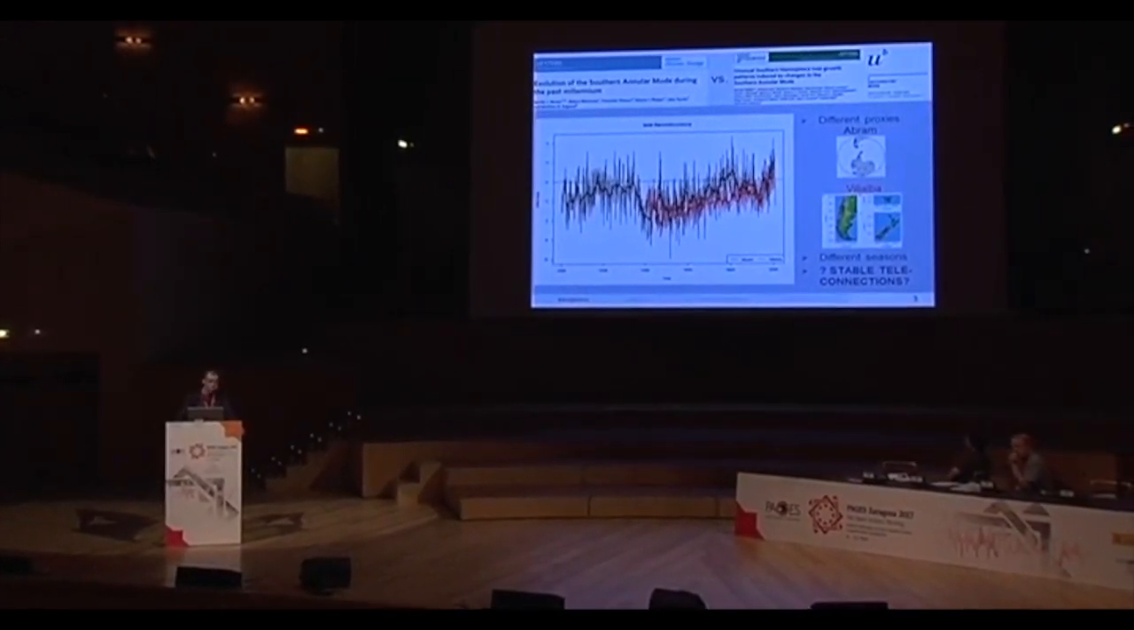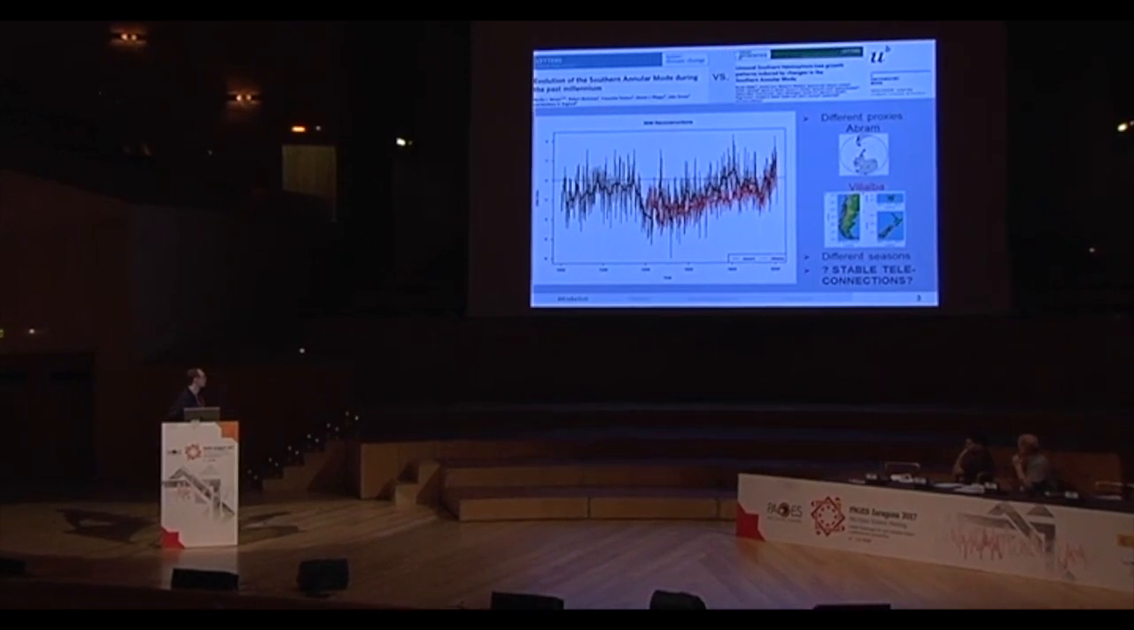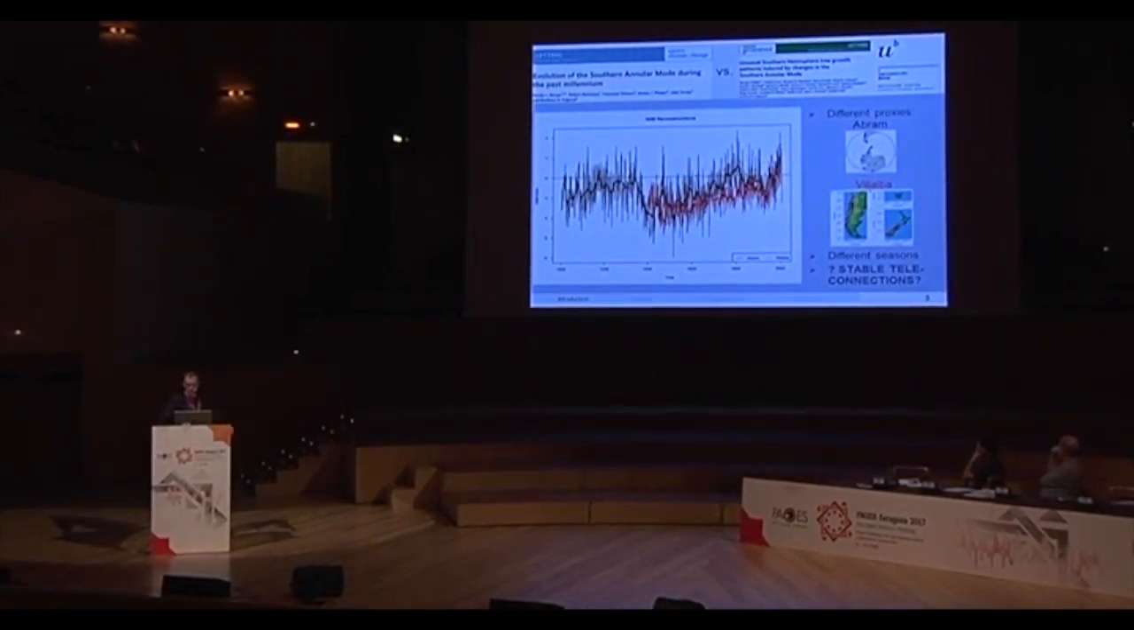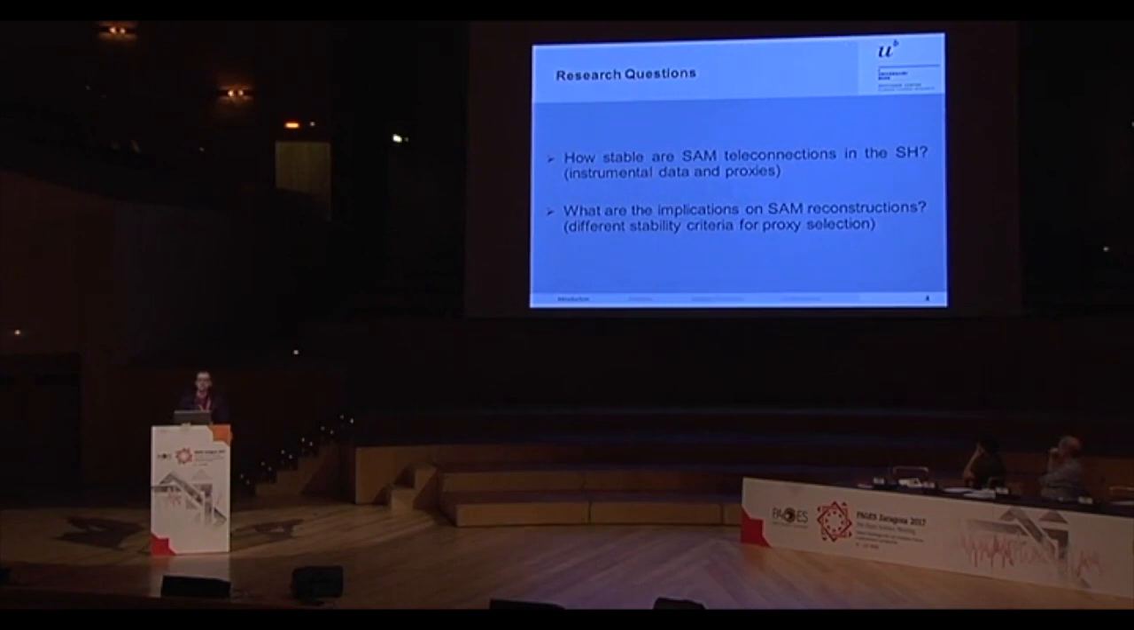But maybe the teleconnections between the SAM and the regions haven't been stable, which also might lead to some differences we see here. And the stability of teleconnections is important because such reconstructions rely on this stability. And that brings me to two research questions I'd like to ask. One is, how stable are the SAM teleconnections in the southern hemisphere? And the second one, what are the implications on SAM reconstructions if we use different stability criteria to do our proxy selections? And the second one is the question I'd like to focus on in this presentation.